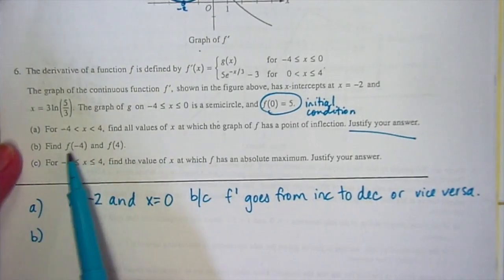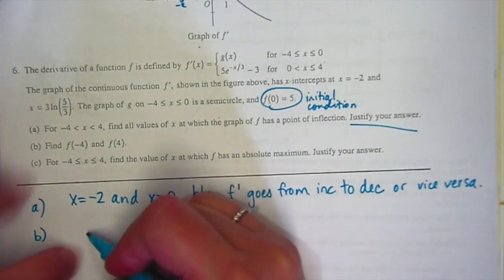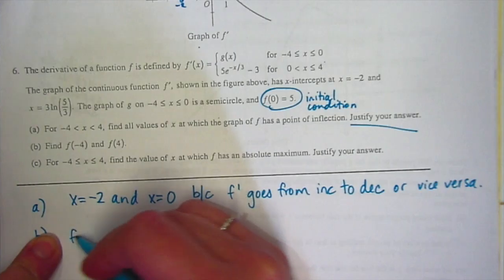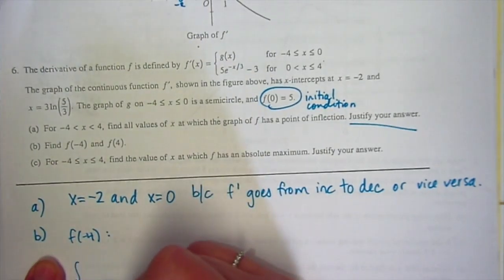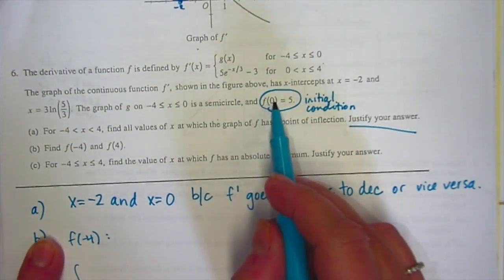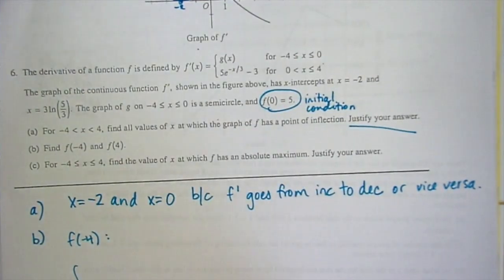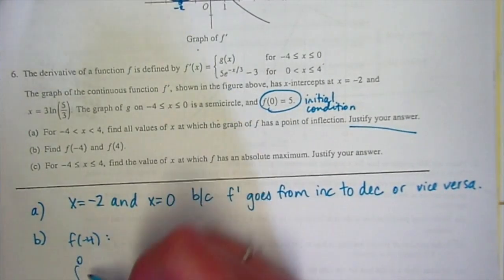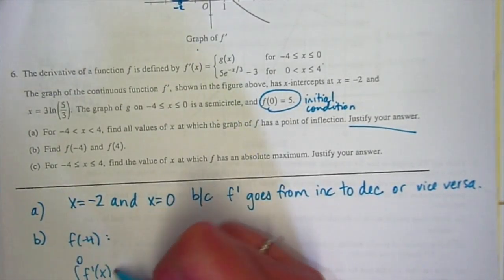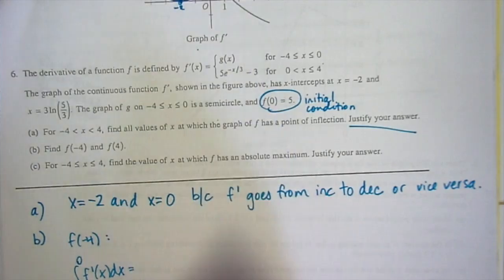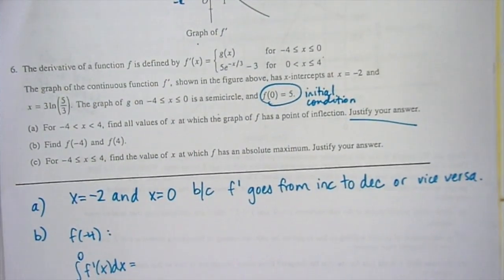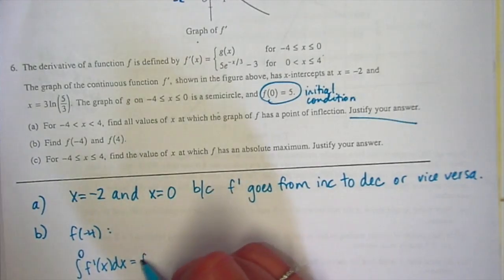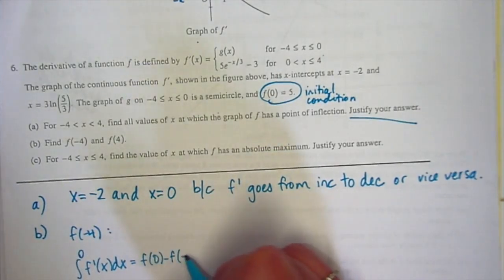f of negative 4 and f of 4. So my calculation for f of negative 4 is going to include the definite integral, right? I'm going to choose negative 4 as my lower limit. I have to choose 0 as my upper limit because that's my initial condition. The area under the curve is equivalent to, I'm going to write a fundamental theorem. I'm going to finish this off with an f of 0 minus f of negative 4.